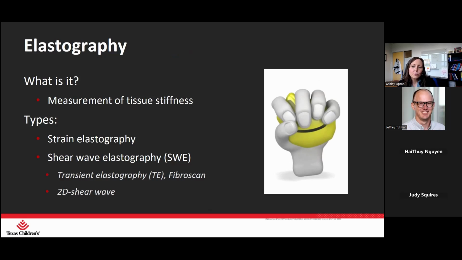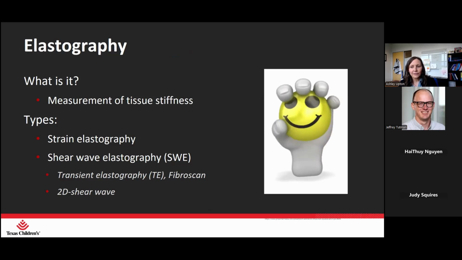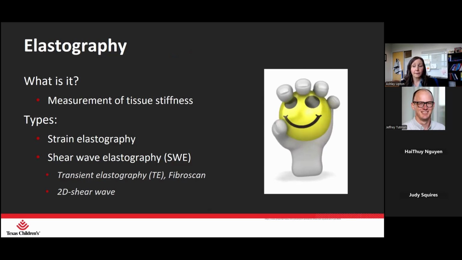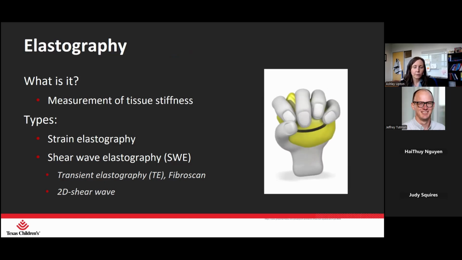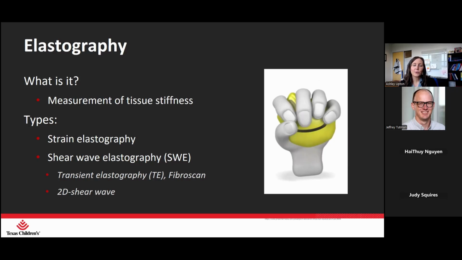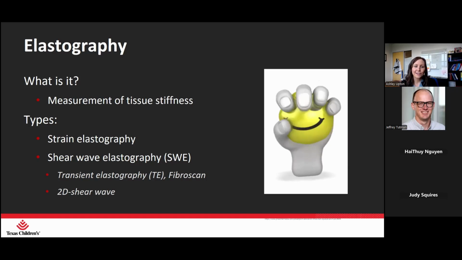So a sonographic tool that's often used in the setting of portal hypertension is elastography. Basically, elastography is a measurement of the stiffness of a solid tissue. And there are two types: strain elastography and shear wave elastography. The main difference between them is that strain elastography is qualitative, while shear wave elastography is quantitative, so it gives you a value. There are many, but two types of shear wave elastography that you may see are transient elastography, which is commercially known as FibroScan, and 2D shear wave elastography. Transient elastography is mostly used by gastroenterologists in their office.